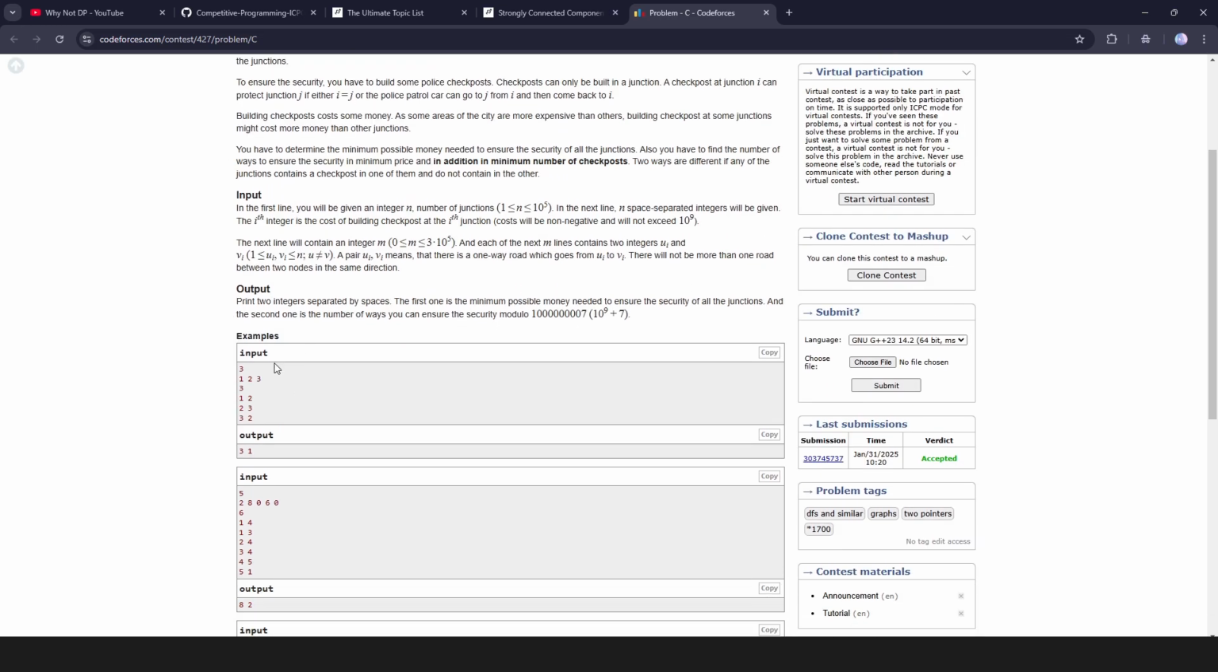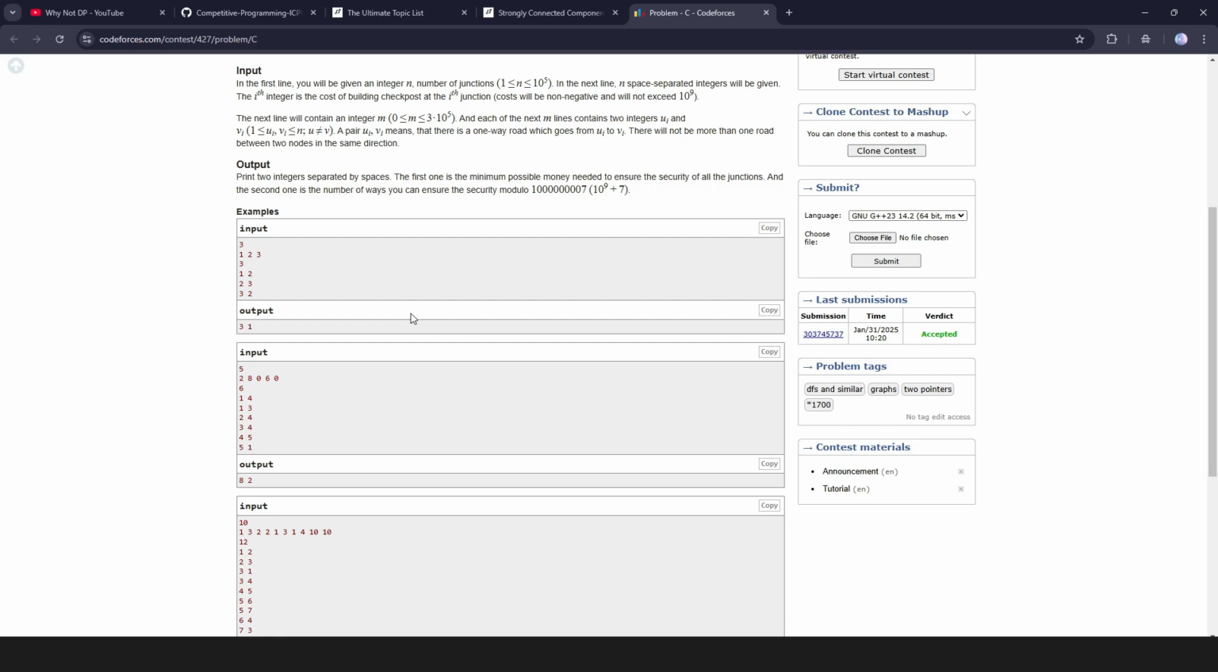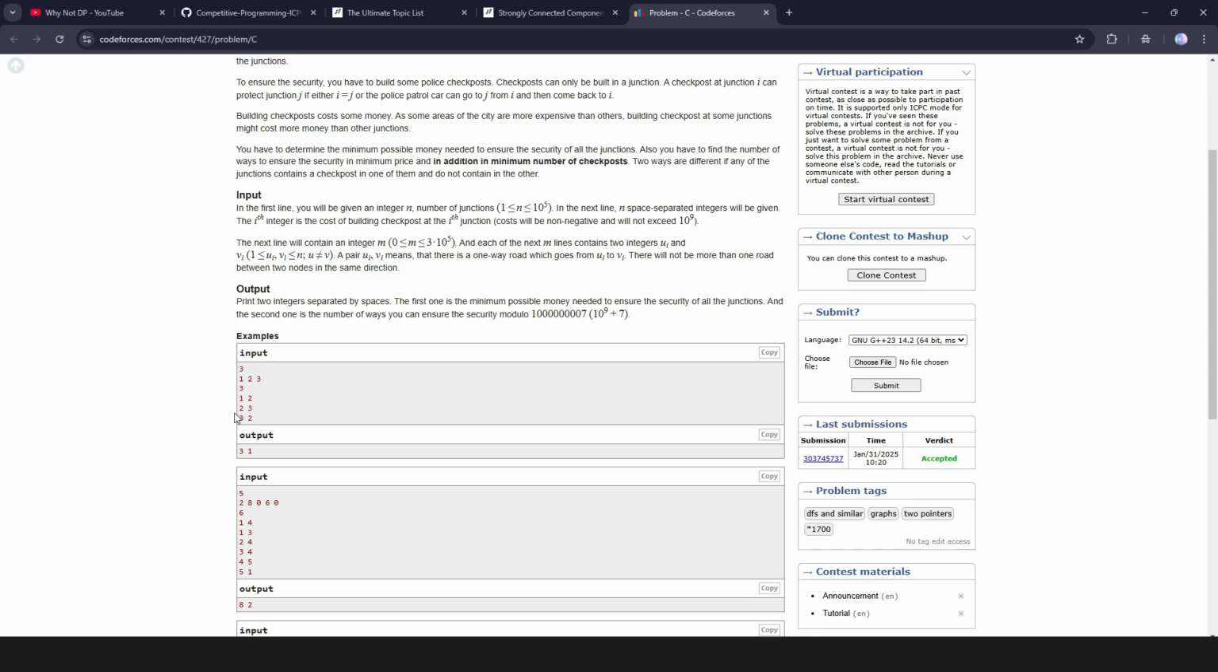In the output we have to print two integers. The first one represents the total minimum cost needed to ensure the security of every junction, and the second integer represents the total number of ways in which we can do this modulo 1e9 plus 7. Some examples have been given, so let us discuss these examples one by one and see how the output comes for each of them. Let us now understand the examples on the blackboard.